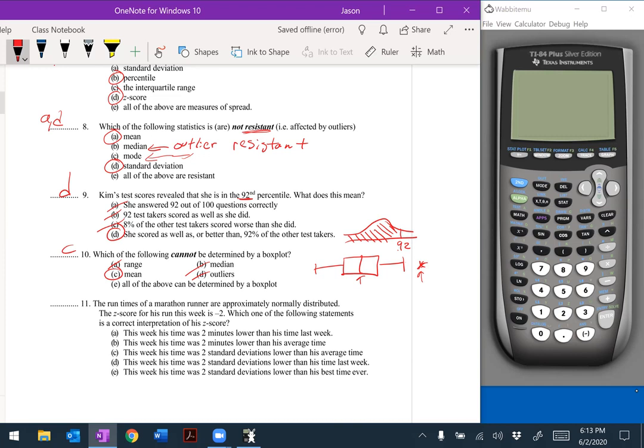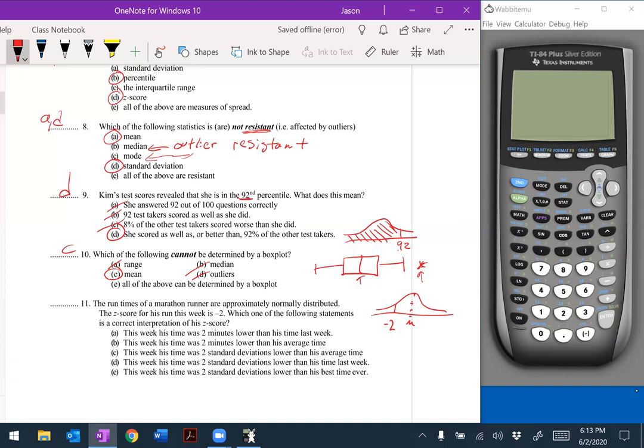The run times of a marathon runner are approximately normally distributed. Okay, there's the normal curve. The z-score for his run this week is -2. Ooh, -2. Okay, so that's mu right there, the mean. He's at -2. Which of the following statements is a correct interpretation of his z-score?